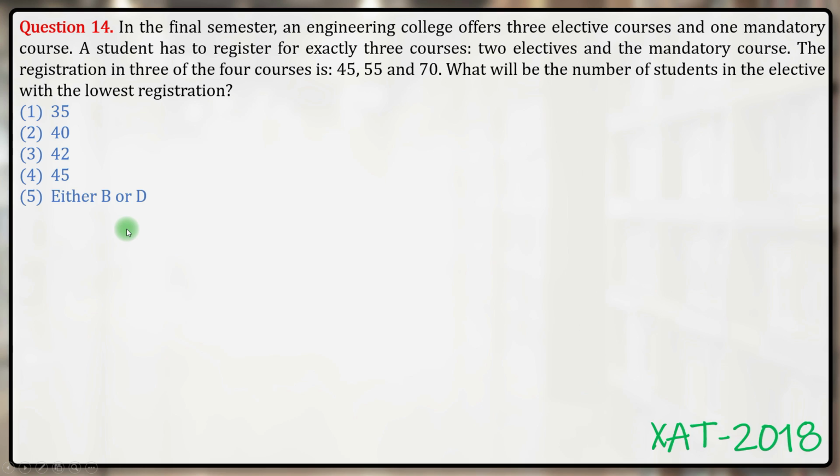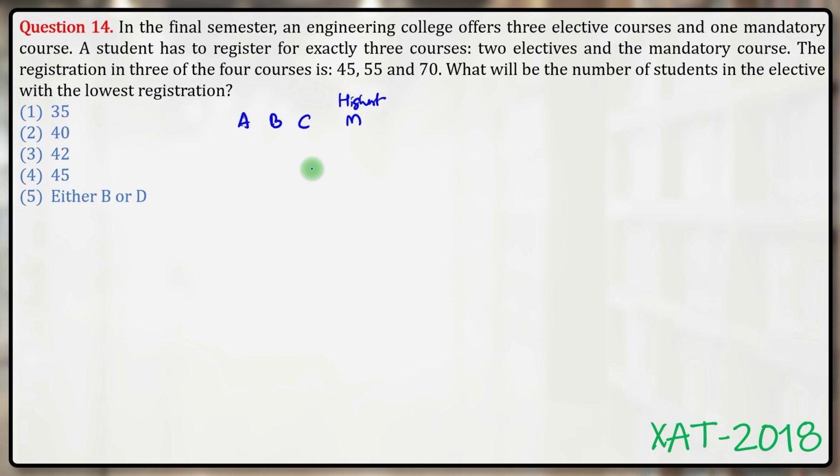At the very outset, you should realize that it's a question which would be easier solved using Venn diagrams. And you should also understand that if the electives are, let's say, A, B, C, it's not necessary that a person chooses A or a person chooses B. They can choose any 2 of these 3 electives. However, the mandatory course must be chosen by all. So I can establish that the mandatory course will have the highest enrollments.